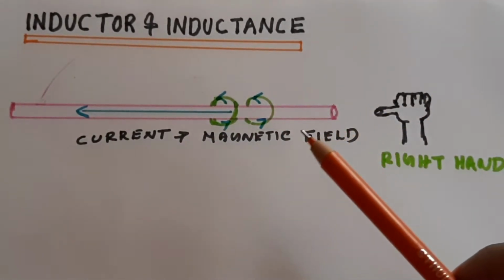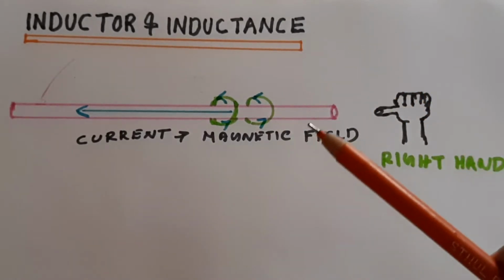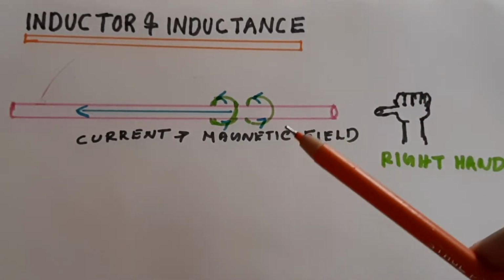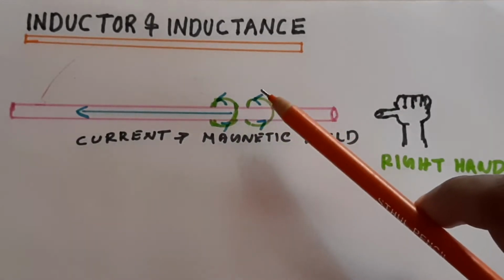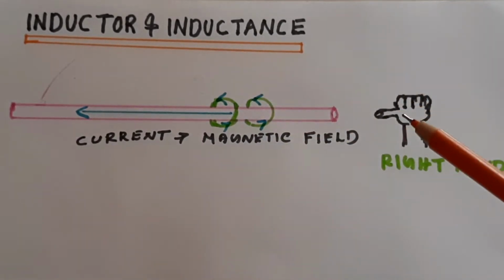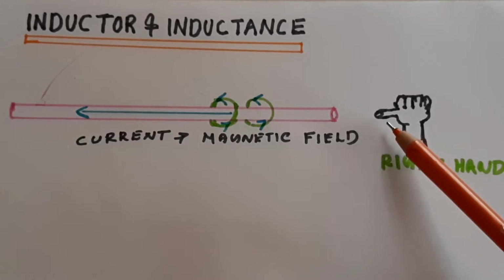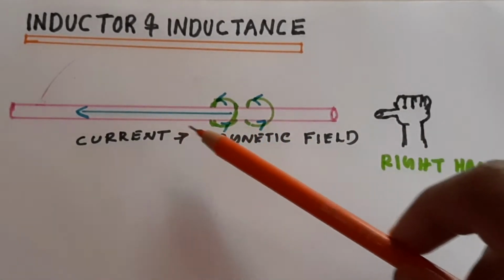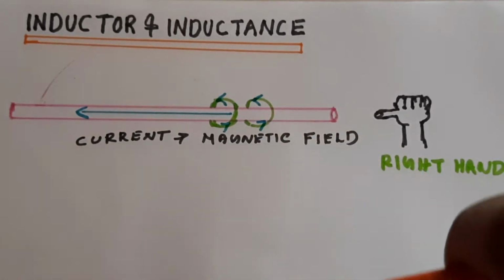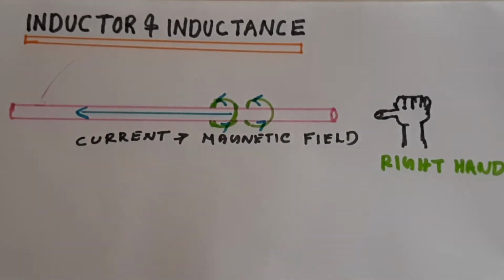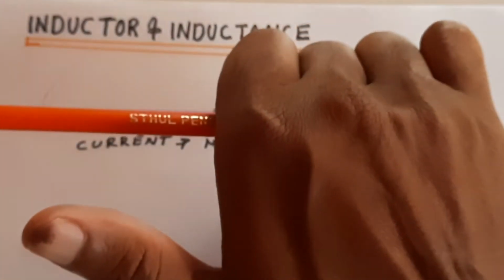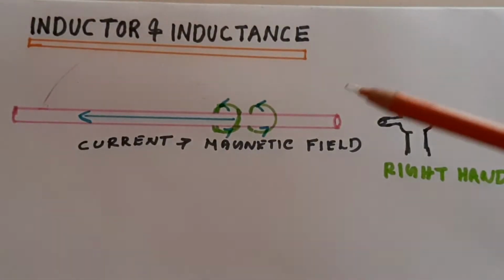When current is flowing through the conductor, there exists a magnetic flux around it. This is the magnetic flux. The direction of the line of flux is given by the right hand rule, where we put the thumb of our hand in the direction of the current and our other fingers give the direction of the line of flux.